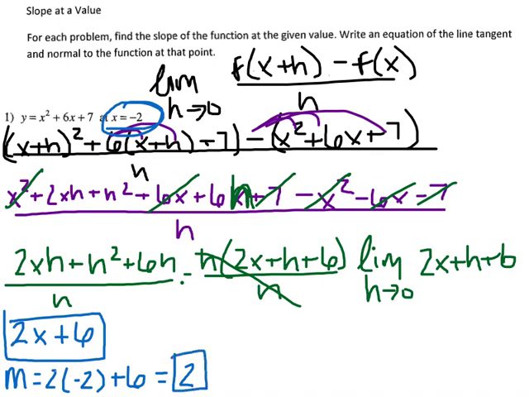When we write our two equations, I'll use color red. Our line tangent will be y. Oh, whoops, sorry.